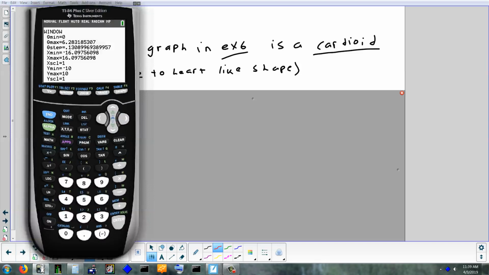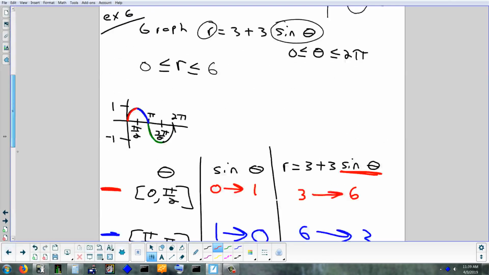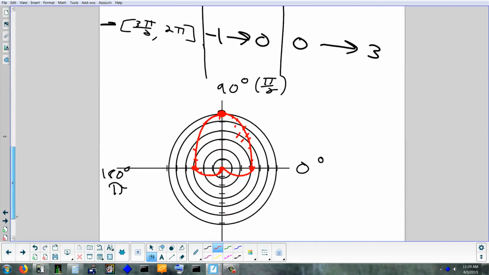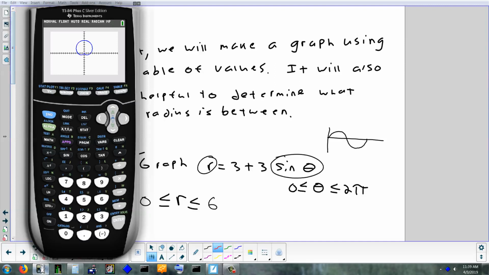So let me type it in here. Now it's going to look similar, but not exact. 3 plus 3 sine theta, and let's do zoom square. It doesn't look as much like a heart here, but kind of. So that's the shape that we just drew. Mine looks a little more stretched out, but that's okay. So that's called a cardioid.